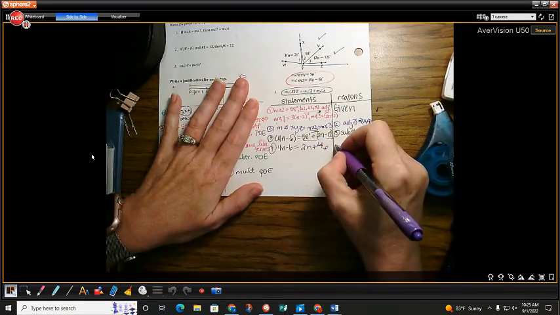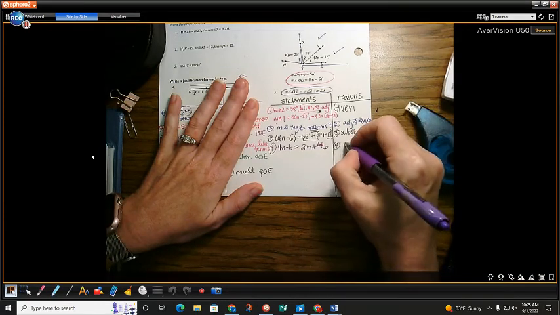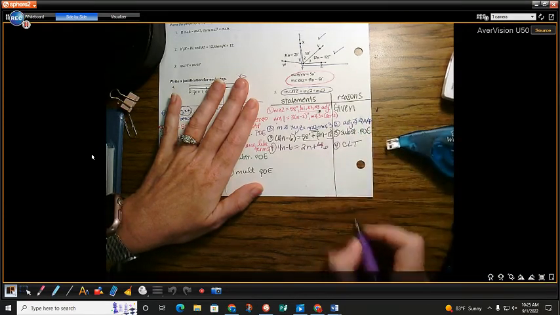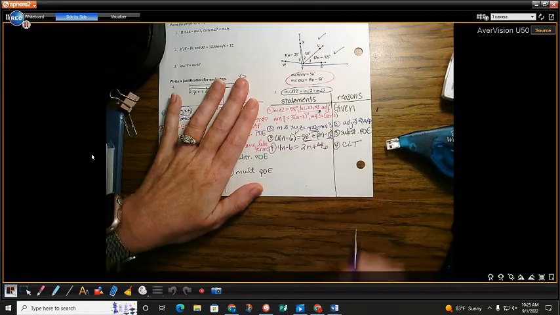What property let me do that again? That's combining your like terms. All we did was just combine stuff that was on the same side.